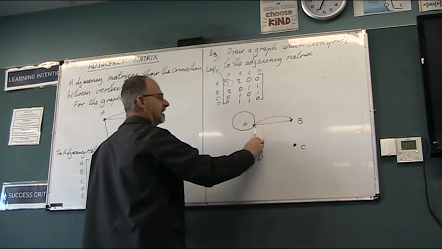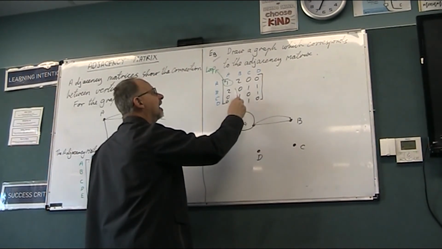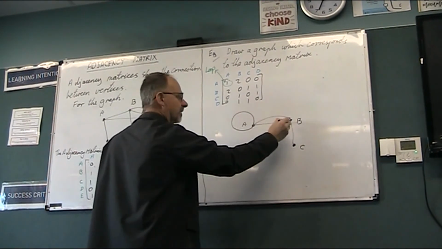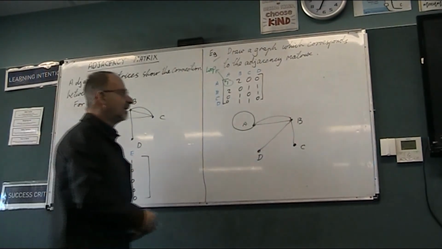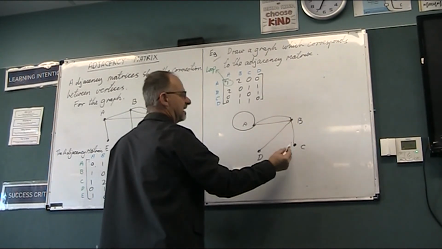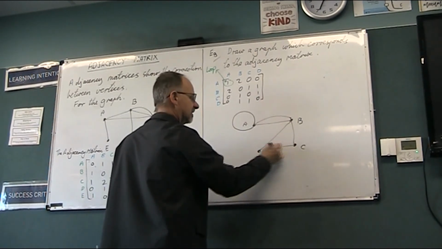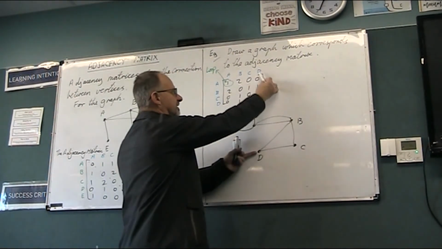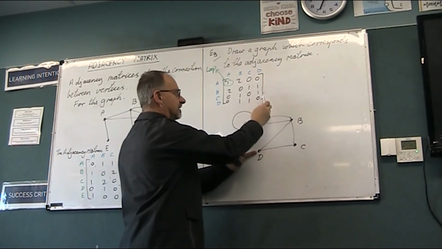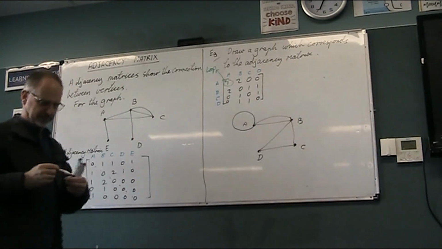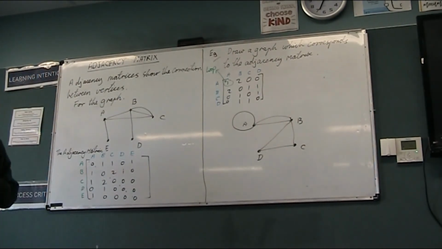Alright, beneath that, B connects to A, doesn't connect to itself, connects to C one way, connects to D one way. Then C doesn't connect to A, it connects to B, and it connects to D. And then just to make sure we've got it right, D doesn't connect to A, yep, connects to B, yep, got that, connects to C, got that, doesn't connect to itself. And that's it. Very straightforward.